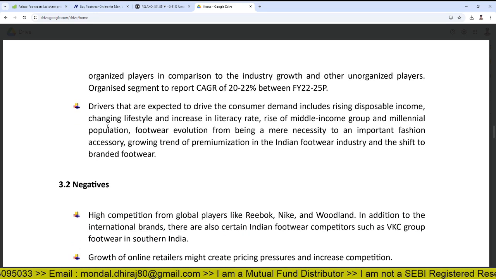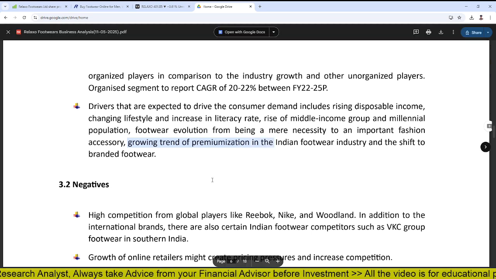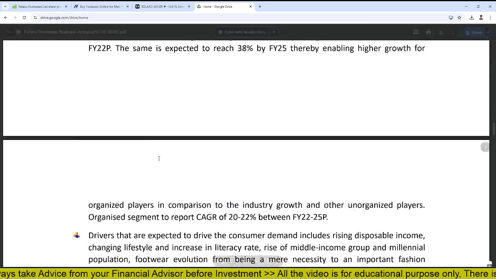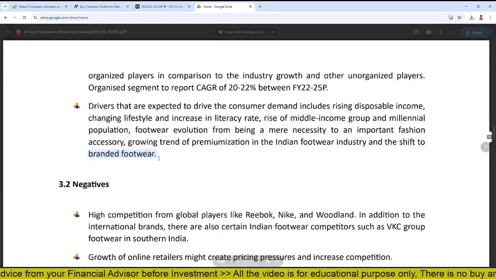Next point, drivers that are expected to drive consumer demand include rising disposable income, changing lifestyle and an increase in literacy rate, the rise of the middle income group and millennial population, footwear evolution from being a mere necessity to an important fashion accessory, the growing trend of premiumization in the Indian footwear industry and the shift to branded footwear. So these are the industry overview on the positive side.